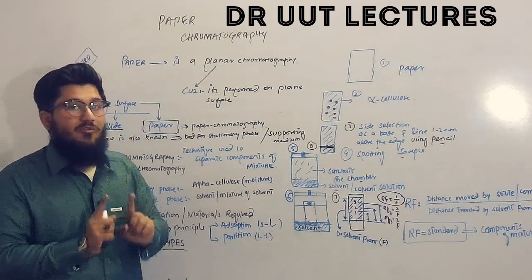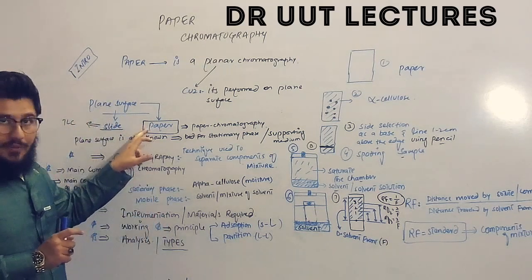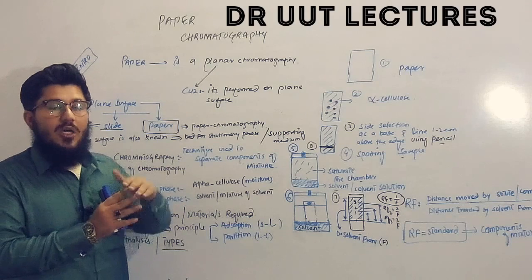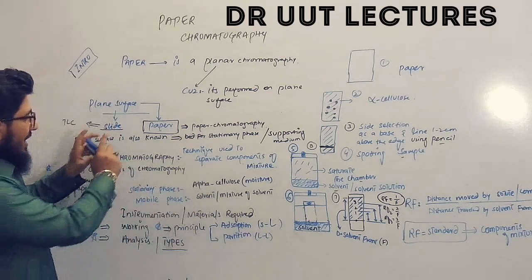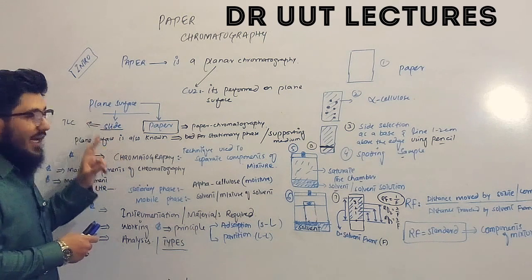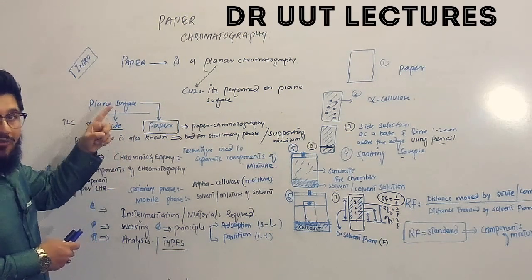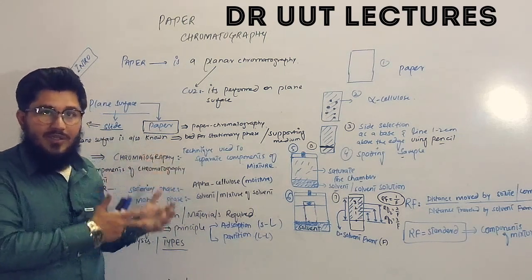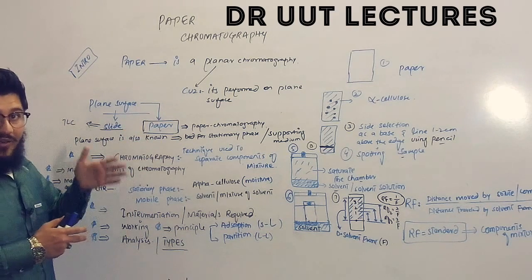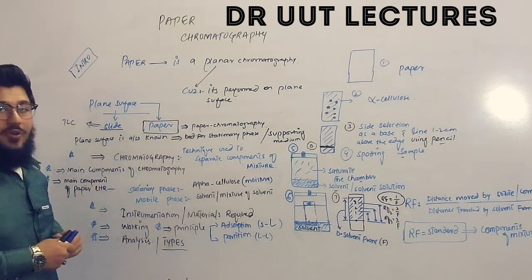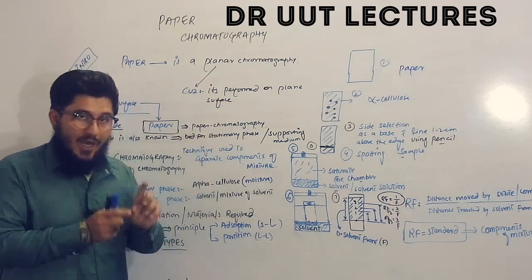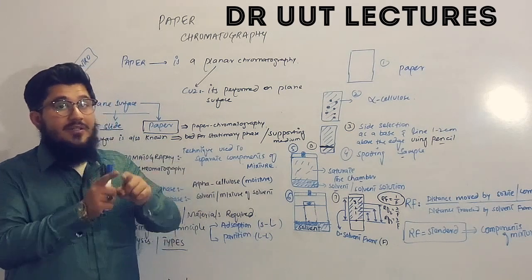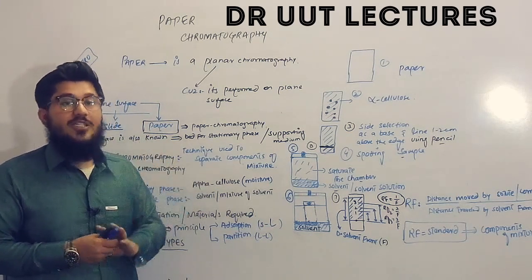Now we have two types of plane. One plane is a paper, which is a plane surface, and another one is a slide, which may be of glass or plastic. So we have two types of plane surfaces. If we are using the slide, then that type of chromatography is named TLC, thin layer chromatography, which we have already discussed. And if we are using a plane surface like a paper, then that type of chromatography is known as paper chromatography. Here we got the concept of why paper chromatography is called paper chromatography: because we are using paper.